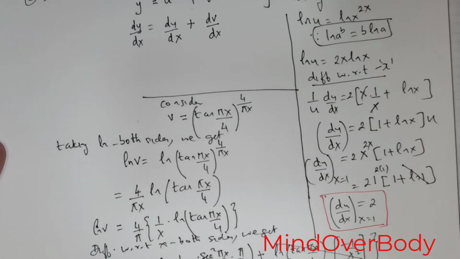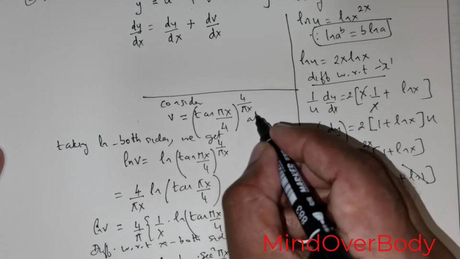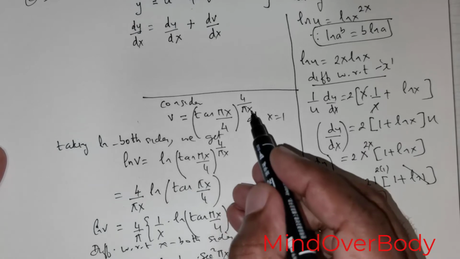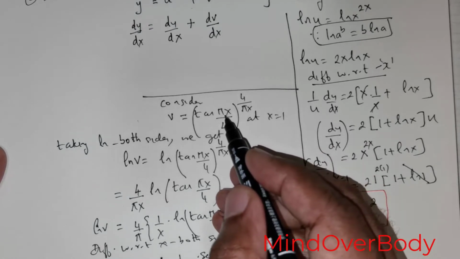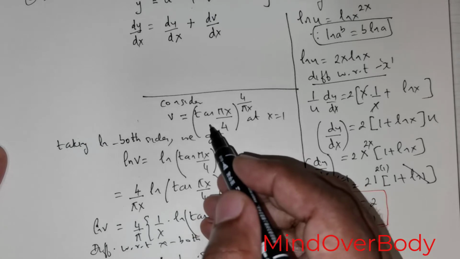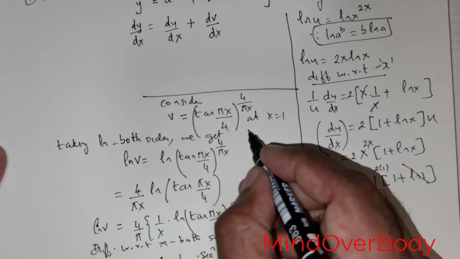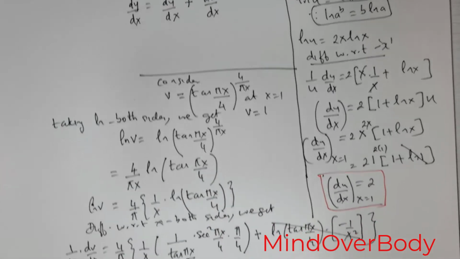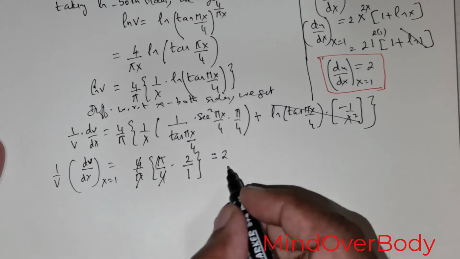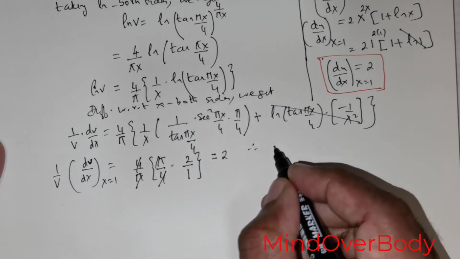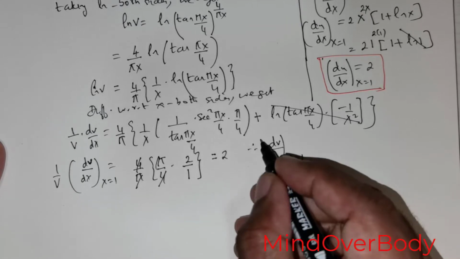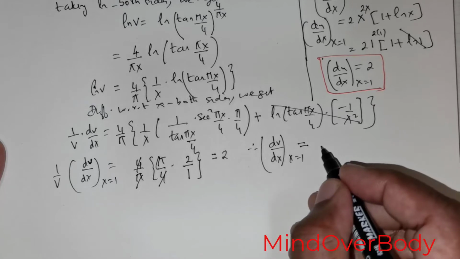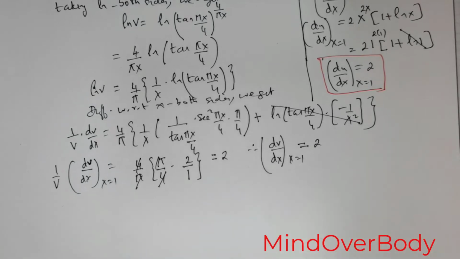Now at x is equal to 1, watch here what happens. At x is equal to 1, this is pi over 4 times 4 over pi, this is tan pi over 4. Tan pi over 4 is 1. So at x is equal to 1, v is going to be equal to 1. So this can be rewritten as, therefore dv over dx at x is equal to 1 is equal to 2. So I can box this up.